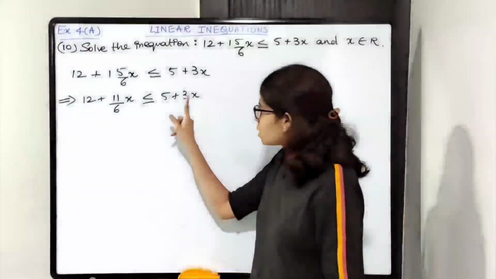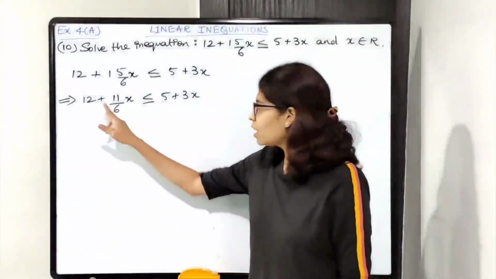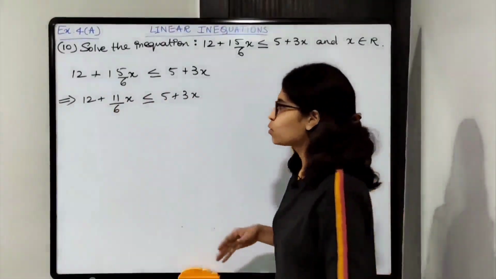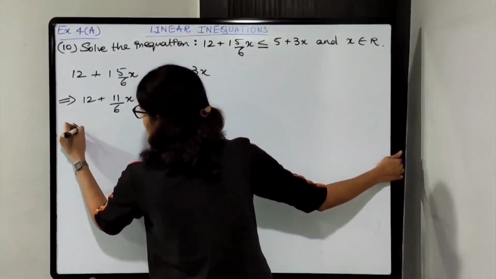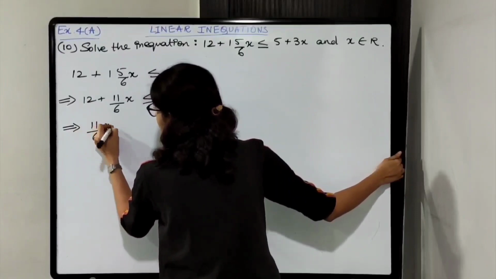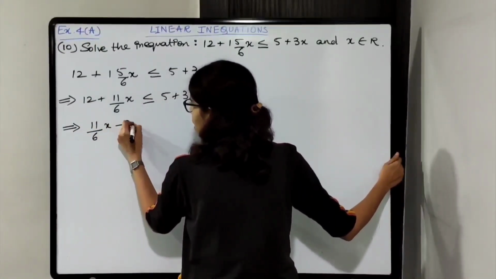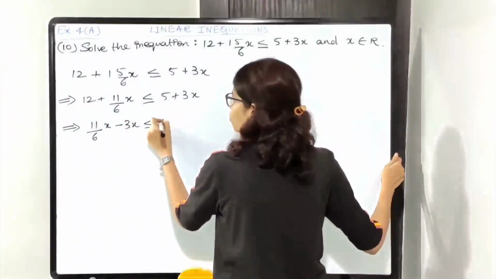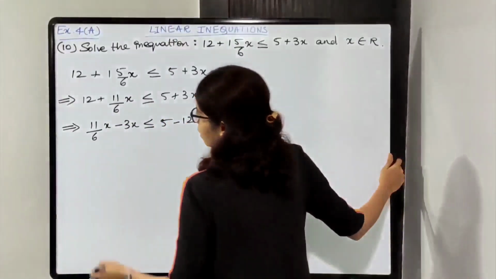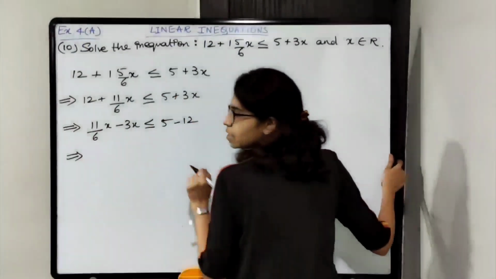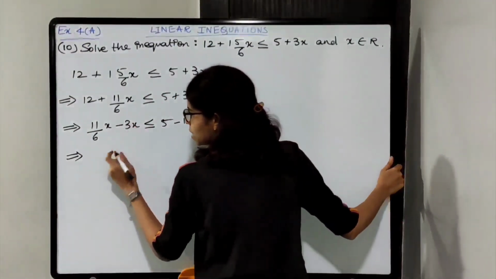Now x साथ में group करते हैं and number साथ में. So we'll shift 3x over here and 12 over here. So 11 by 6 of x as it is and ये minus 3x is less than or equal to 5 and we'll shift this over here, so minus 12. Here we'll take LCM. So multiply and divide by 6.